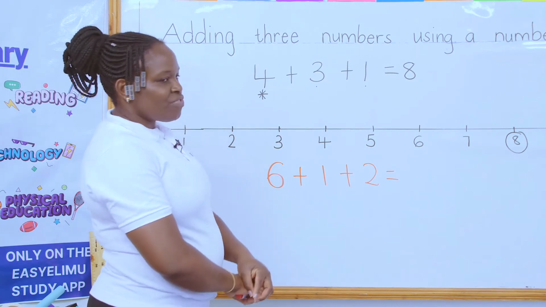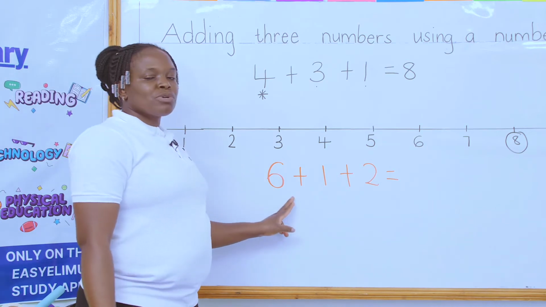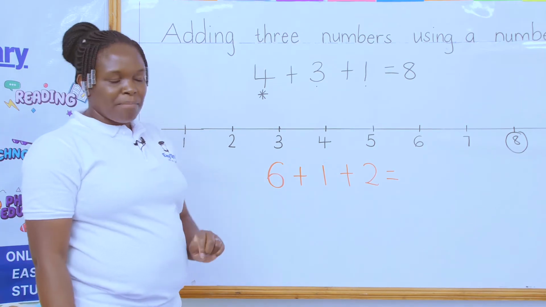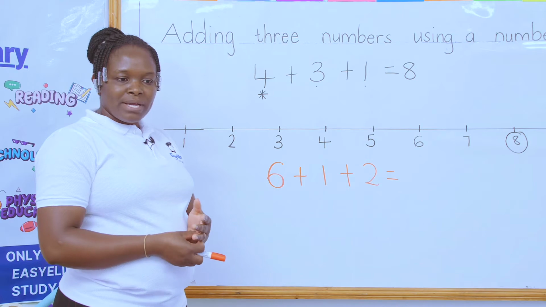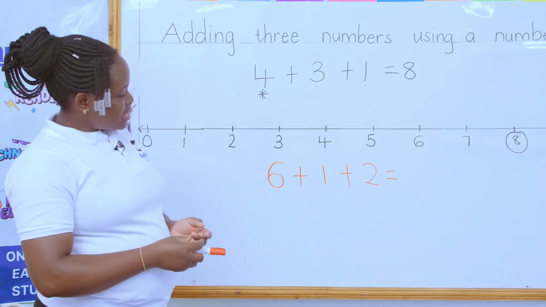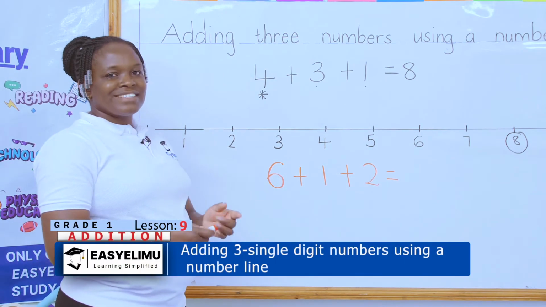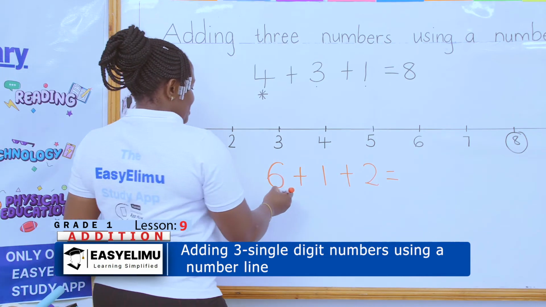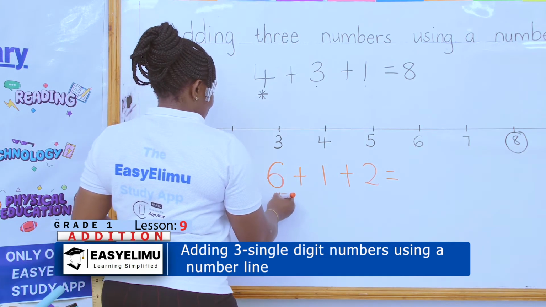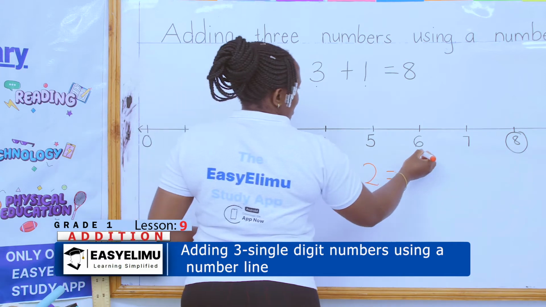What am I supposed to do first? First of all, I am supposed to identify the big number. In this case, which one is my big number? Yes, Oscar, try. The big number here is 6. So 6 will be my starting number. So I will come where 6 is and put a star.